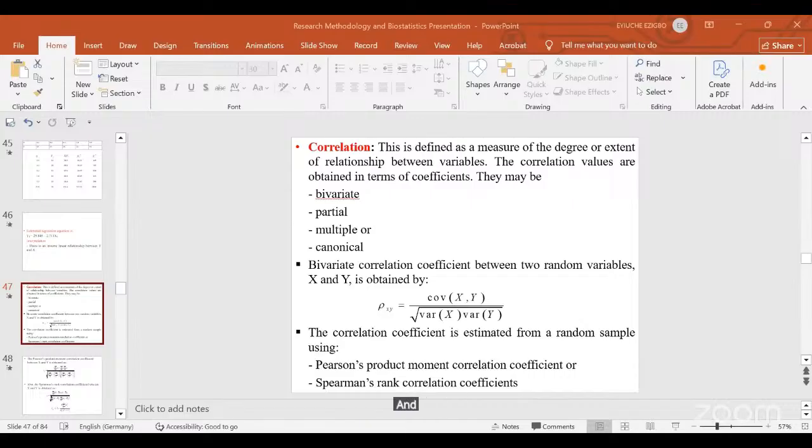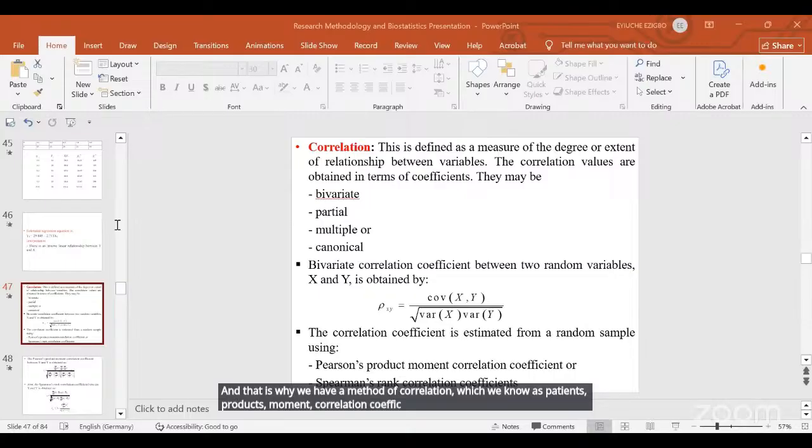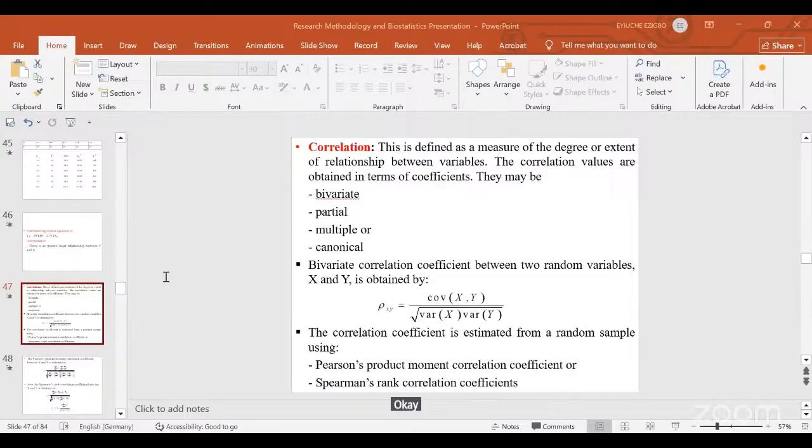And there are different authors that have tried to obtain a means of estimating that population correlation. The earliest work, the first work that was done to obtain an estimator or a means of estimating the population correlation was done by a mathematician that we know as Pearson. And that is why he has a method of correlation which you know as Pearson's product moment correlation coefficient. If you like, you call it Pearson; someone called it Pearson square.